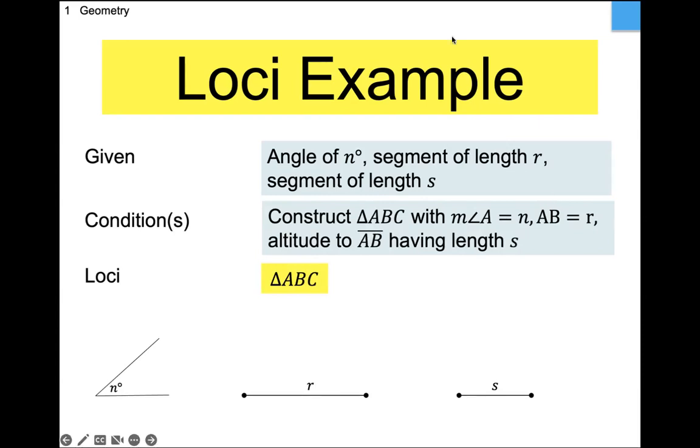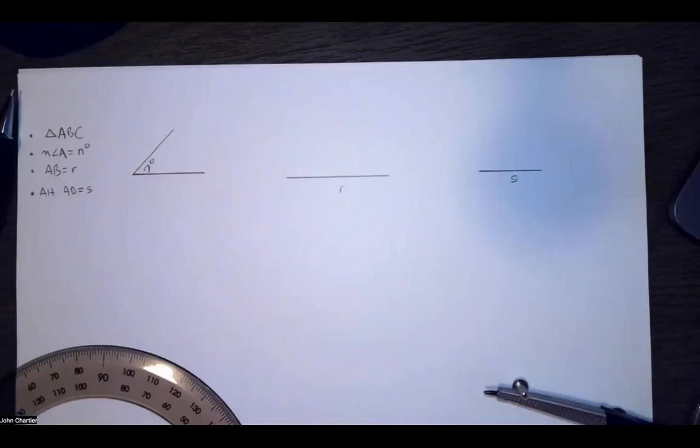Now you can pause it, and if you want to do this yourself, make N approximately 45. It can be any acute angle, just make it about 45 degrees, and give me 2 segments that aren't the same length, R and S. All right, go ahead and pause that, and then come back, and I will set up the document camera.